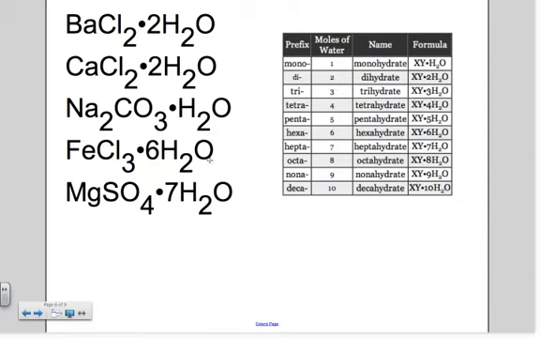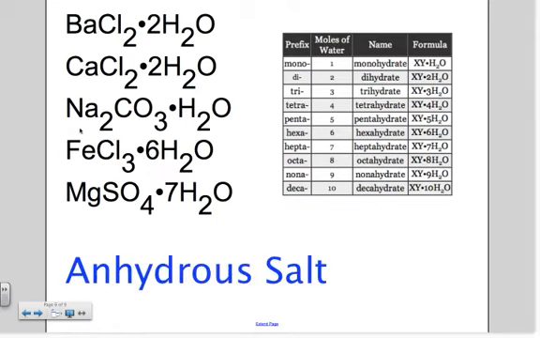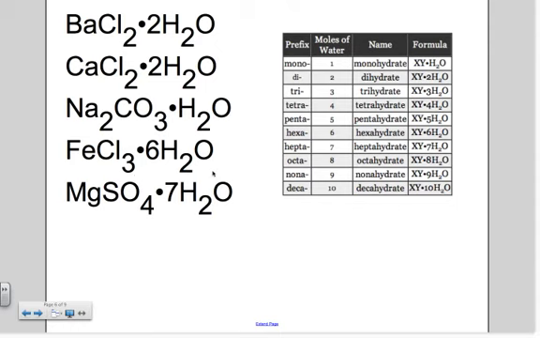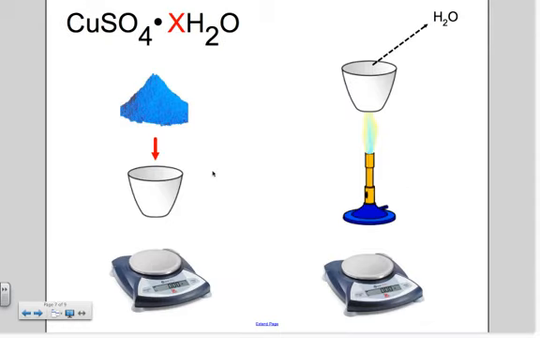So notice that there's a little dot here. Now, that does not mean multiply. You don't take iron 3 chloride and multiply it by 6 waters. It's just a little dot to separate the anhydrous salt, that means without water, and the amount of water that's trapped inside the hydrate.